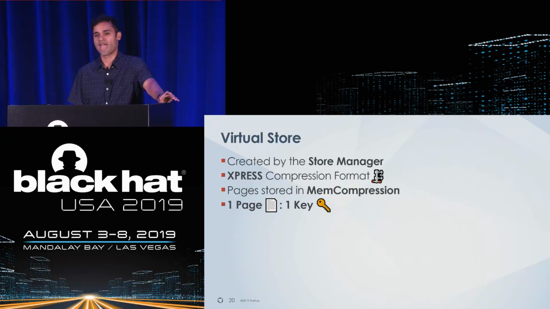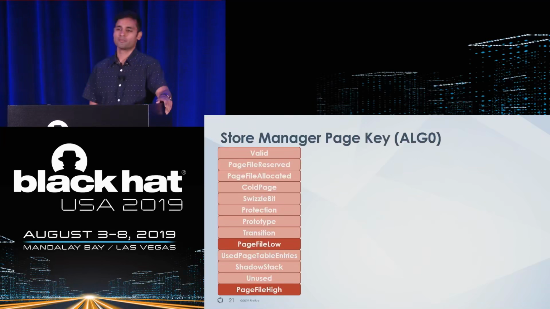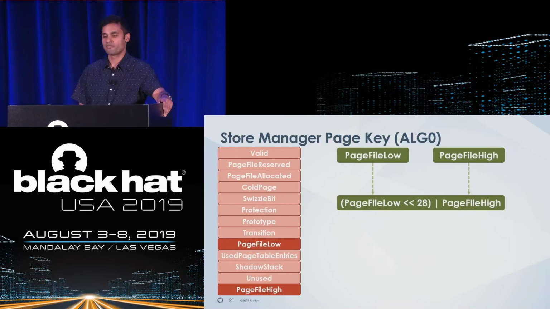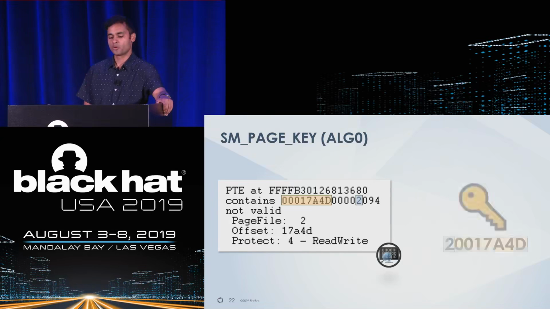So how do we go about actually deriving a store manager page key? Let's say we walk through all the page tables again, and then we arrive at a software PT. We're going to take a look at page file low and page file high. We're going to run through this small math operation here, effectively just smushing these values together into our store manager page key. For a more real example, let's say our page file high value is hex 17A4D, and our page file low is 2. We can run through that math operation, or we can just smush them together, and at the end of the day, we'll get a 32-bit value of 2001 7A4D.